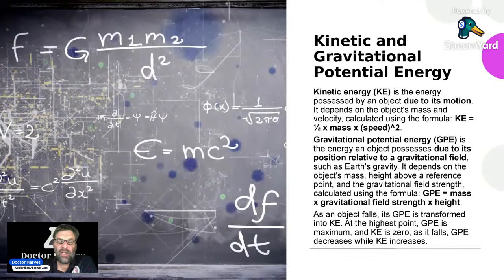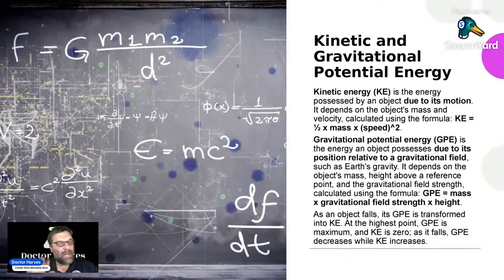Okay, and as I mentioned, with that apple, the gravitational potential energy of the apple is transformed to kinetic energy as it moves. So at the highest point, gravitational potential energy, when it's in that tree, is at a maximum, and the kinetic energy is 0. As it falls, the gravitational potential energy decreases while the kinetic energy increases.